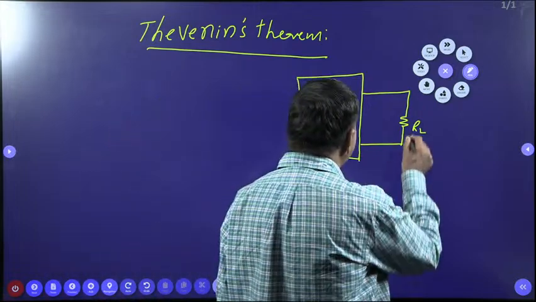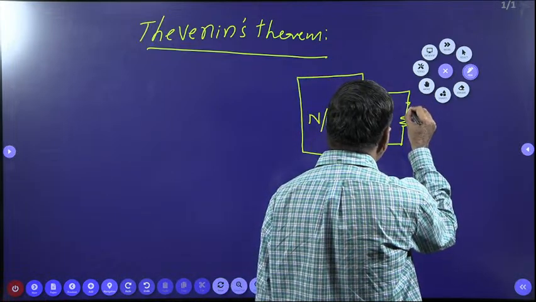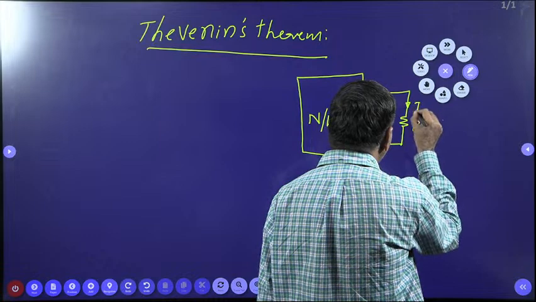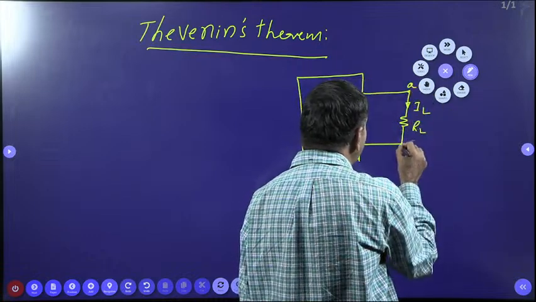Here, this is nothing but the load resistance. The current passing through this load, I wish to take as IL. This point I want to take as point A. This point I want to take as point B.